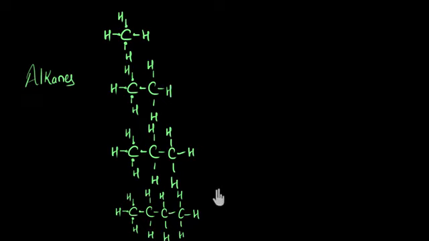Now let's try to find out their general molecular formula. For this, let's try to write down the molecular formula of each of these compounds. So methane here has 1 carbon and 4 hydrogens. So its formula is going to be C1H4 because there are 4 hydrogen atoms. Similarly, this compound has 2 carbon atoms. So C2, and there are 6 hydrogen atoms. So C2H6.